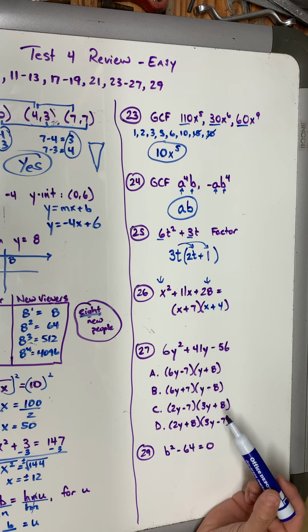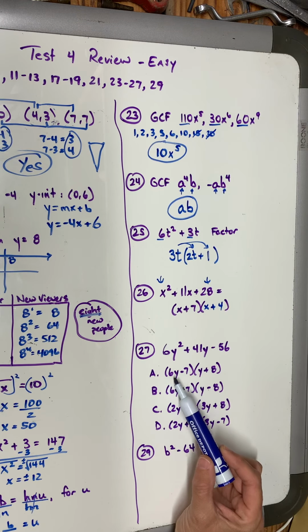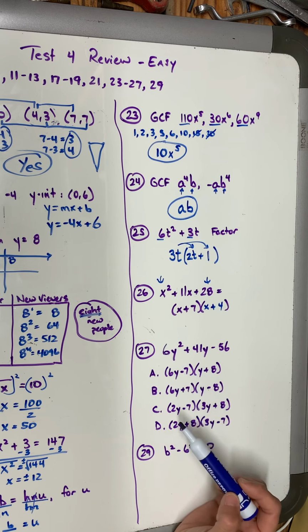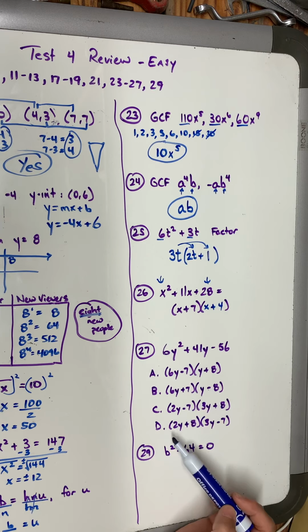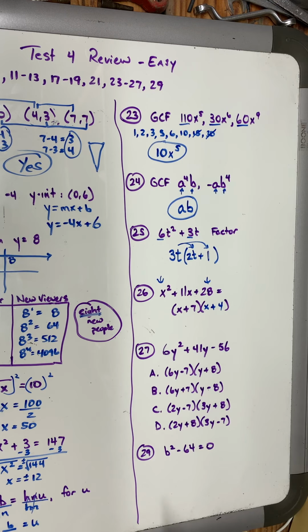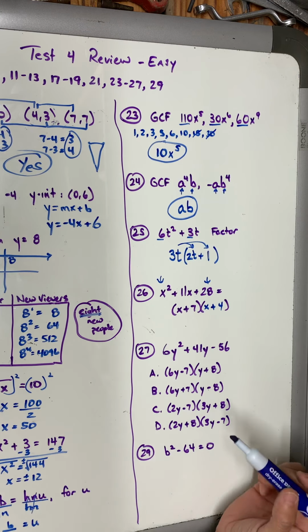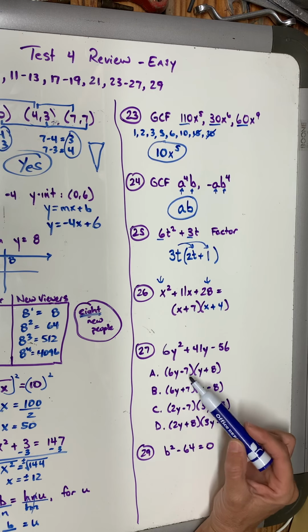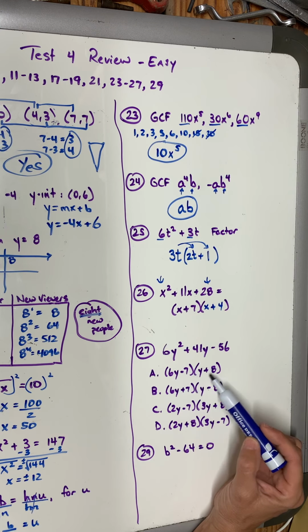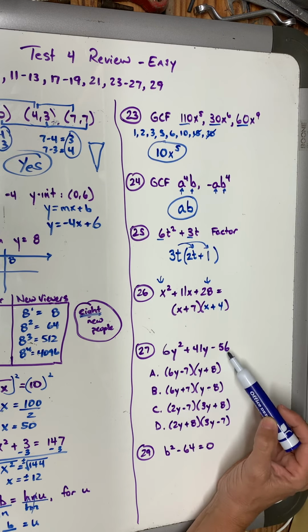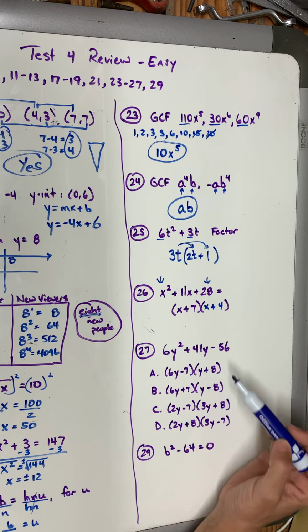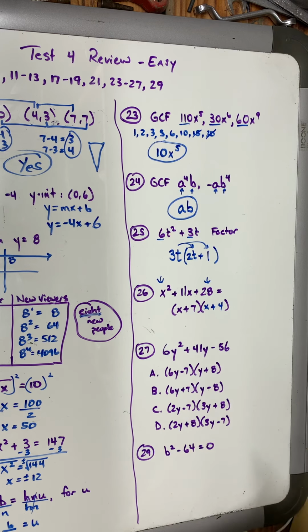But you'll notice in this problem that the first terms, 6y times y, is 6y squared. 2y times 3y is 6y squared. They all have the same answer for the first term, so that doesn't really help you determine which is the answer. And they all have the same answer for the last part of the FOIL. Negative 7 times 8 is negative 56. 7 times negative 8 is negative 56.